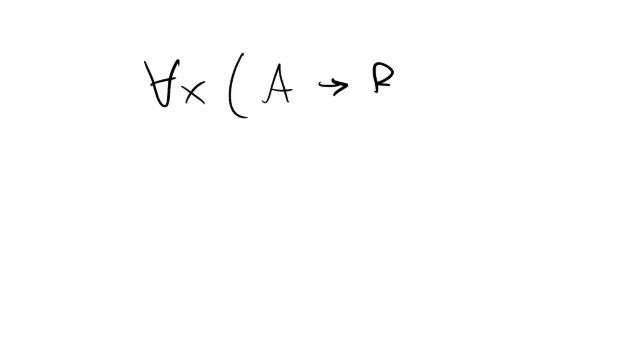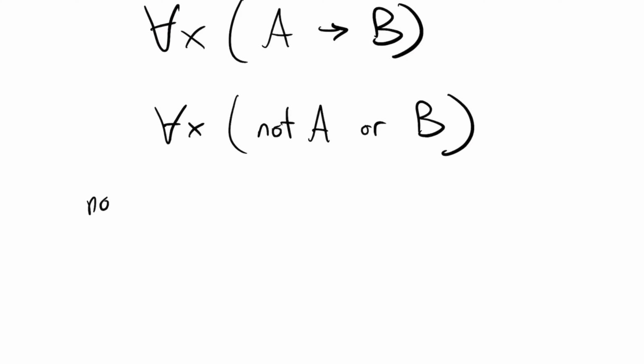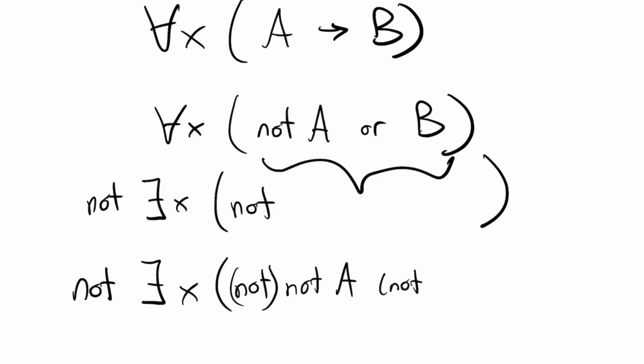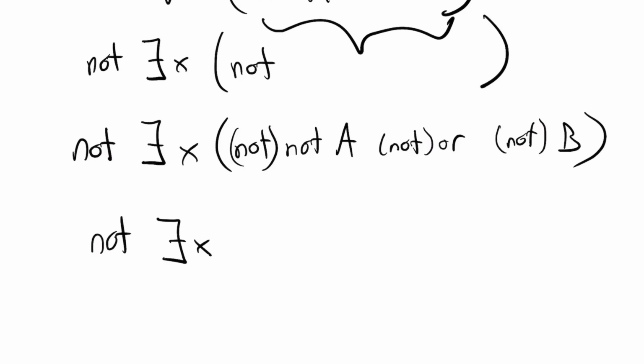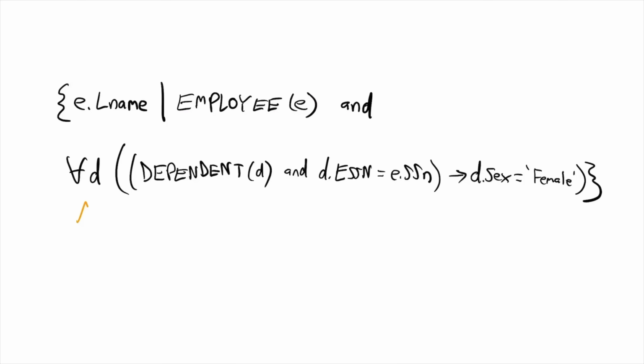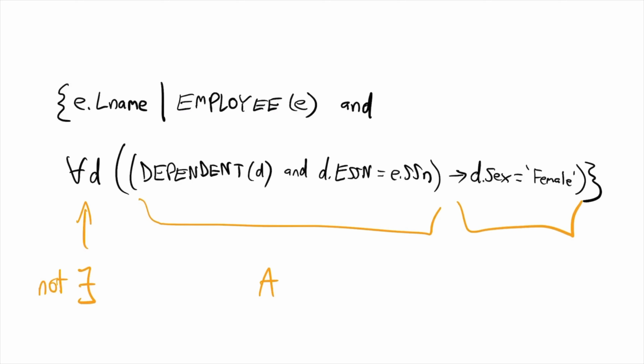We can combine these concepts to transform our universal quantifier statement into an equivalent form that involves an existential quantifier and some negations. So our universal quantifier becomes not exists, and our conditional, the left side stays the same, and the right side becomes and not that right side.